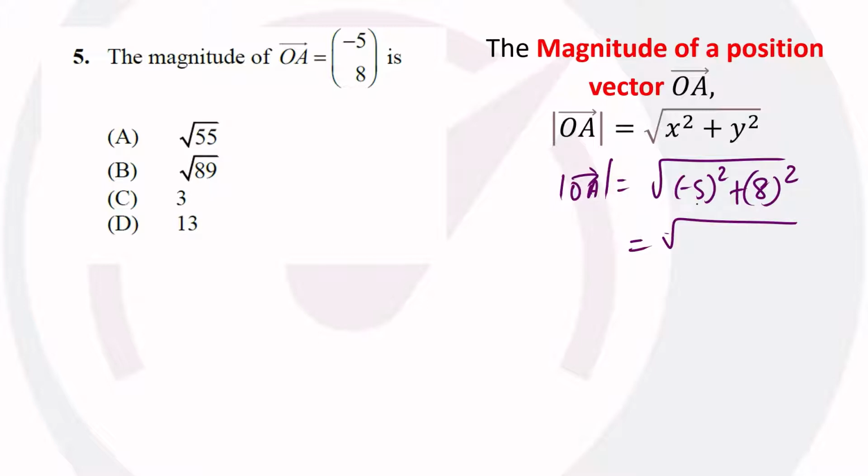So we have (-5) squared, that's 25. And then we have 8 squared, that's 64. That gives us the square root of 89. So therefore the magnitude of OA is the square root of 89. I will leave our answer as a square root.